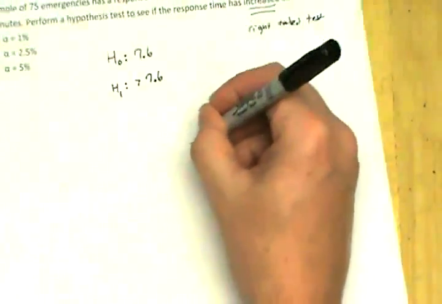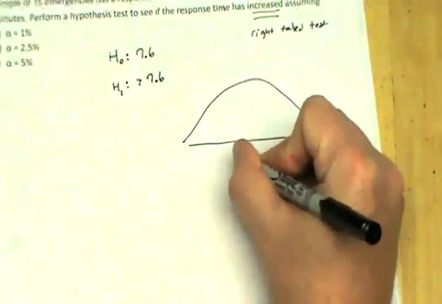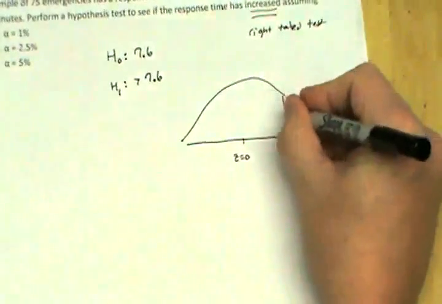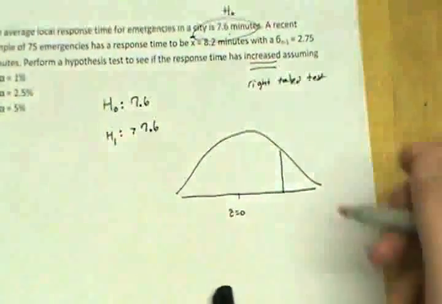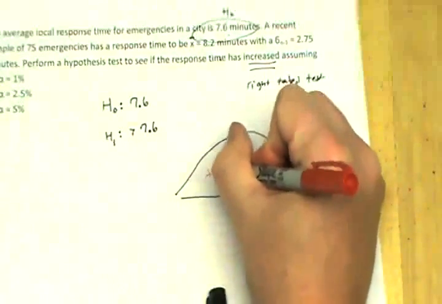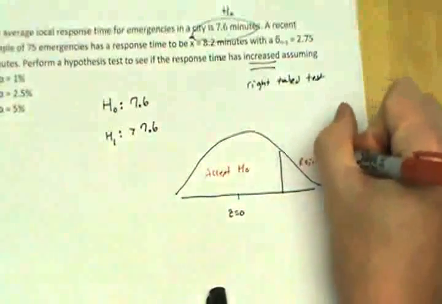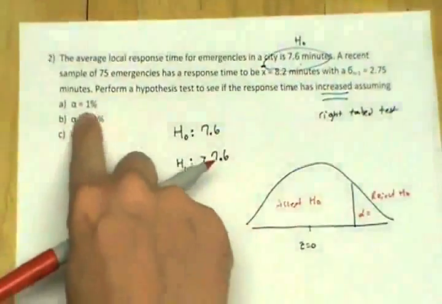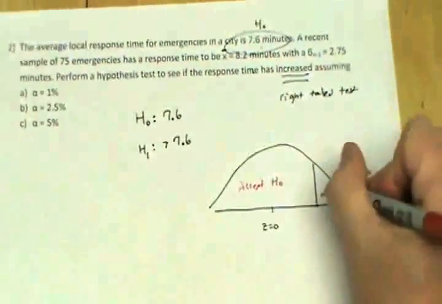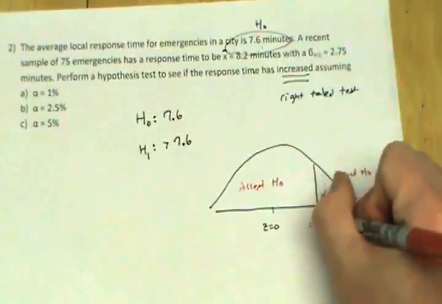We create a bell-shaped curve. We label the mean to be 0 in the middle. We have ourselves a cutoff on the right because it's a right-tailed test. Everything in this region is accept HO, and the tail is always reject HO. We place alpha in the tail, and so for part A it asks for a 1% significance level, so we're going to say we want 1, and that is going to help us find a critical value.